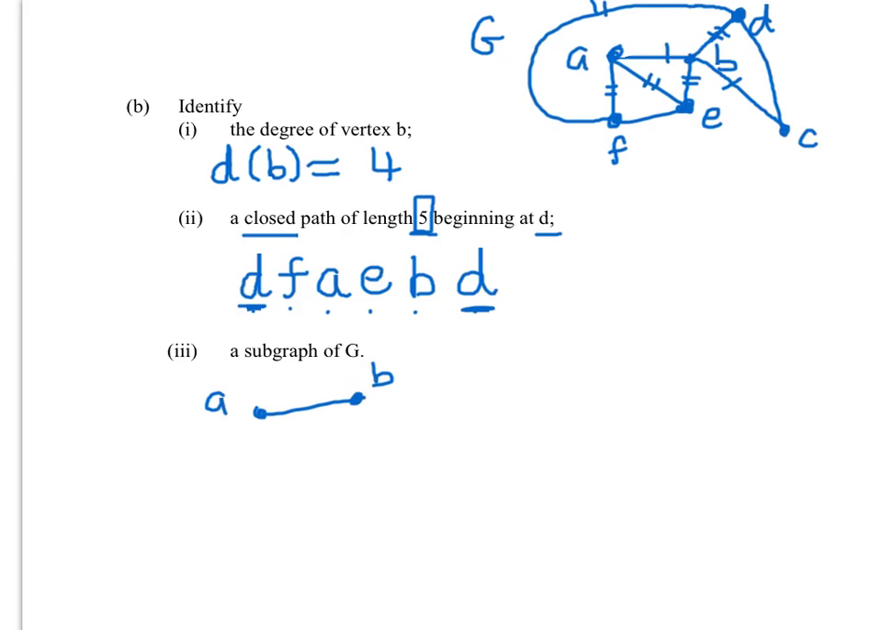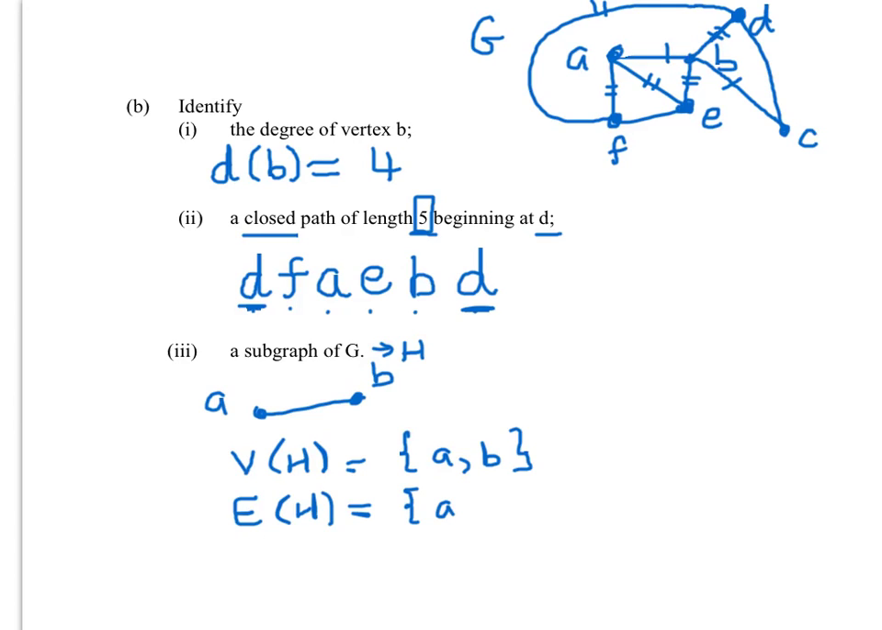I could also represent that by a set definition. And the set definition would read, let's say a subgraph of G, let me call it H. So the vertex set of H is just equal to the set A, B, and the edge set for H, which is a subgraph of G, is just equal to the set with one element in it, called AB. So I can give the answer like this as a diagram, or I can give the answer like this as a set.